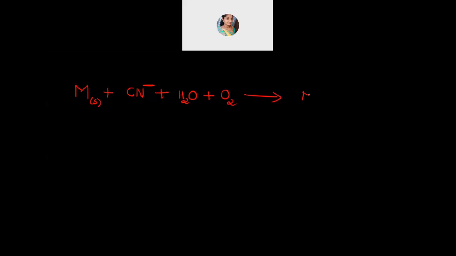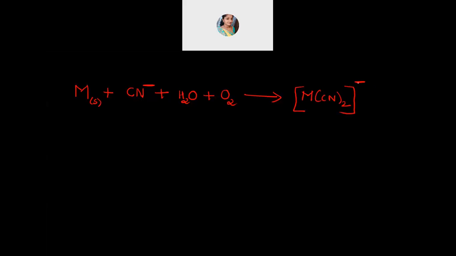So the metal will get oxidized and it will form a complex with cyanide. The metal will be in the plus form, and it will take 2 cyanide surrounding it. So the charge on the complex will be 1 minus. Why? Because metal M plus will take 2 cyanide. One cyanide will neutralize the charge, and one more cyanide is extra, no? So 1 minus charge. Understood?